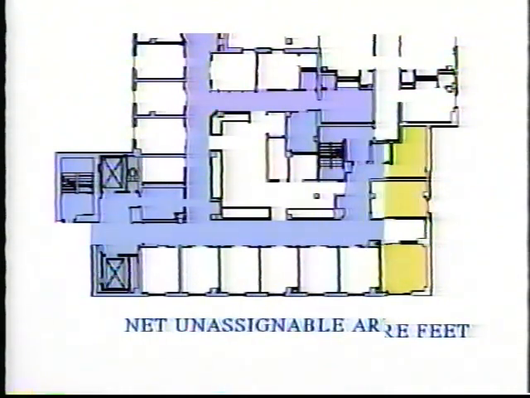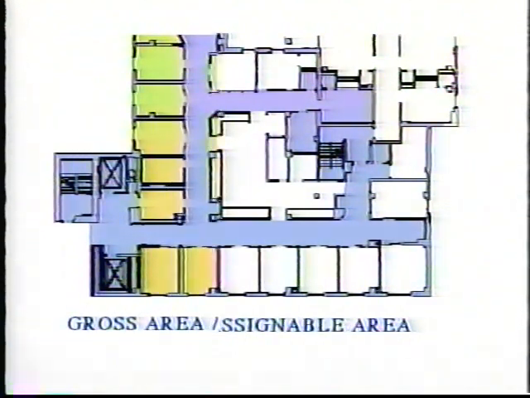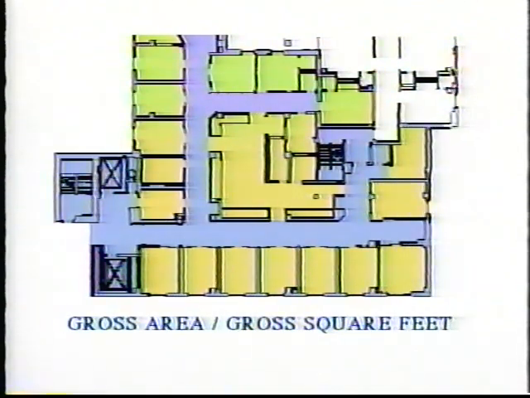This image of the medical ICU shows the net unassignable areas. This includes exterior walls, partitions, circulation areas, mechanical and electrical service areas, ducts, and structure. The net unassignable areas, along with the net assignable areas, combine to make up the gross area for the project. Gross area is usually referred to as gross square feet.